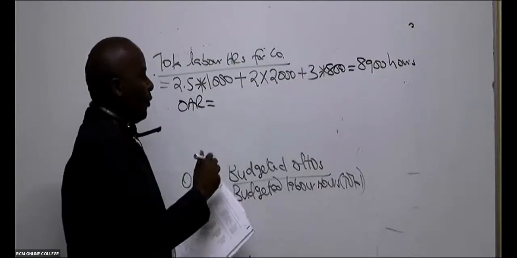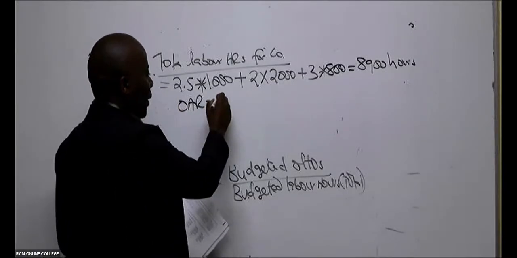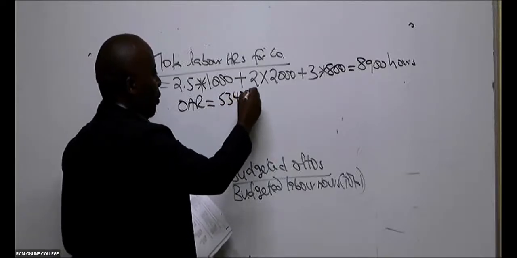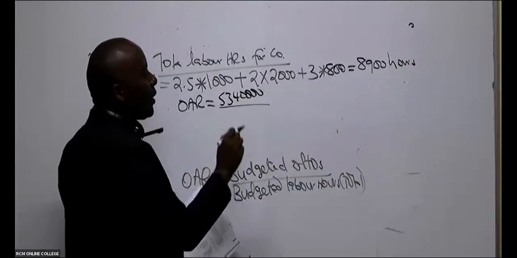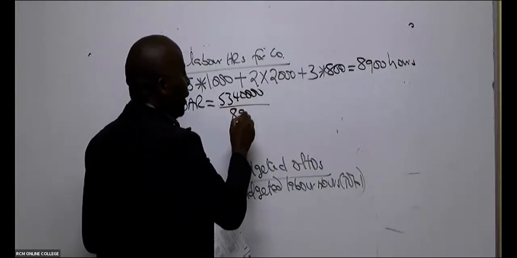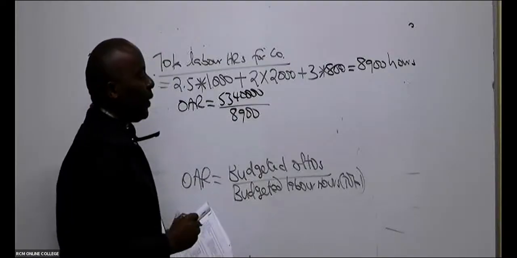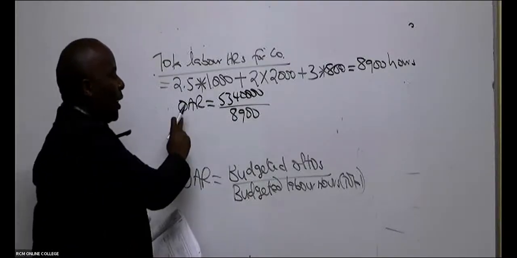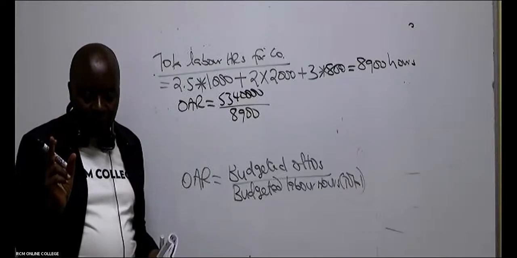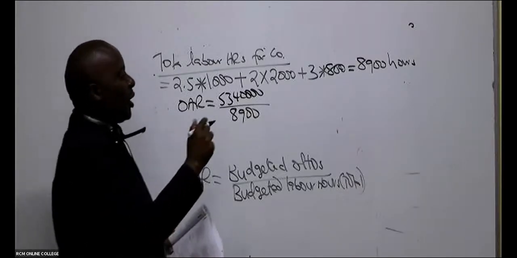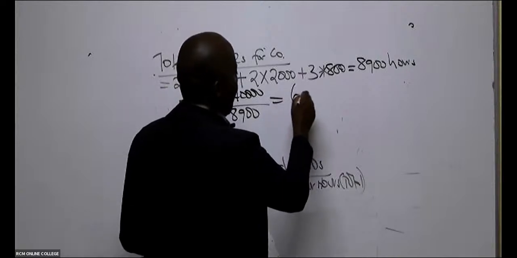Are you able to see 5340? 5340,000. Divide this by, ladies and gentlemen, the budgeted labor hours that you guys have given me, which is 8,900. So then the overhead absorption rate per hour will be how much? 600. Thank you so much. 600 per hour.